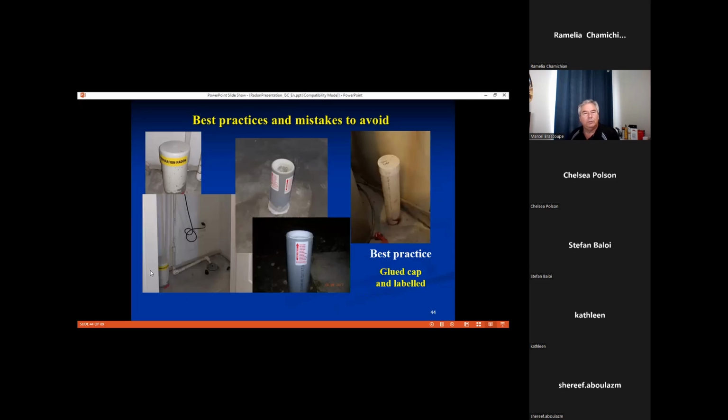So here are examples where you can see the radon stubs coming through the floor, and they're all labeled radon, radon, radon. Those are good practices. Glued caps.